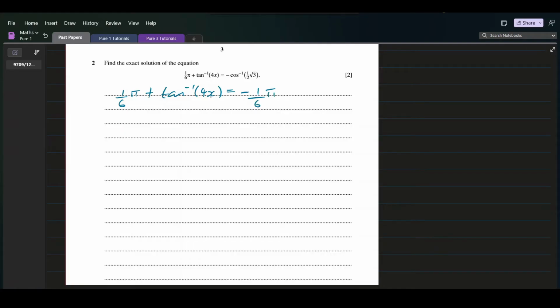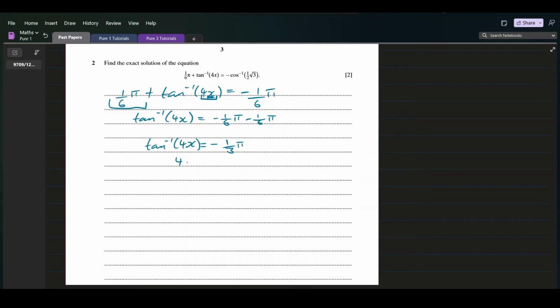Okay, and so now our goal would be to make the x in 4x the subject of the formula. So arctan(4x) = −1/6 π. We move this to the other side, it becomes negative 1/6 π. And so you've got arctan(4x) equal to negative 2/6 π, which we can write as negative 1/3 π.